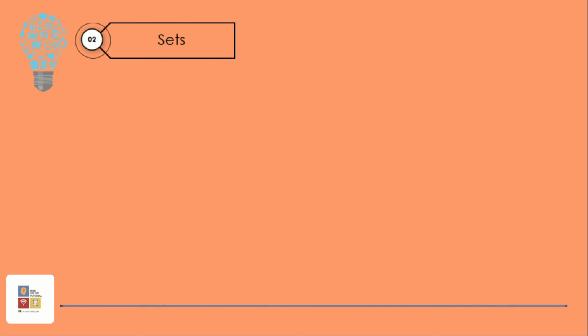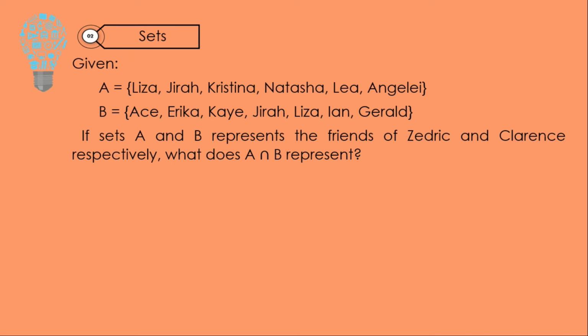Let's read our first example. Given is set A with elements Liza, Chera, Christina, Natasha, Leia, and Anjali. Set B contains Ace, Erica, Kay, Jaira, Liza, Ian, and Gerald. If sets A and B represent the friends of Cedric and Clarence respectively, what does A intersection B represent?